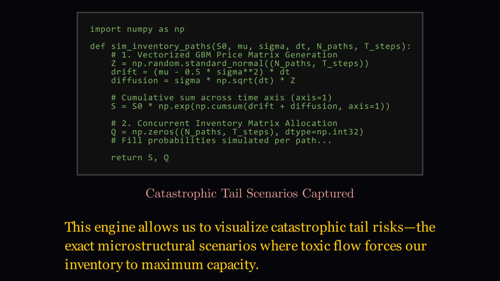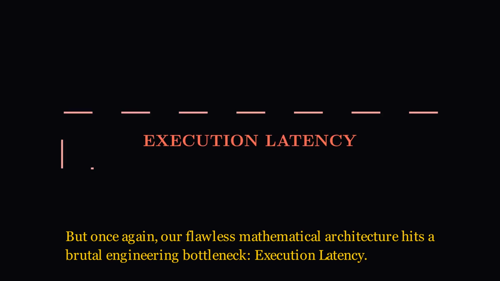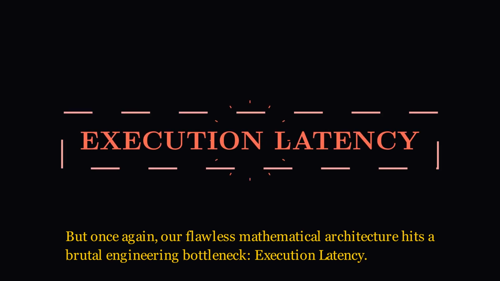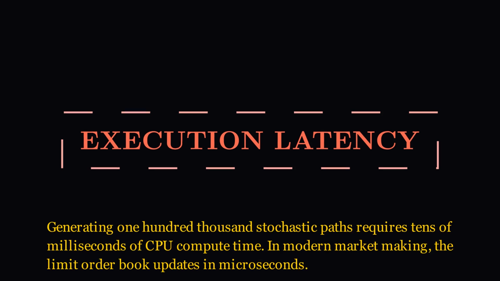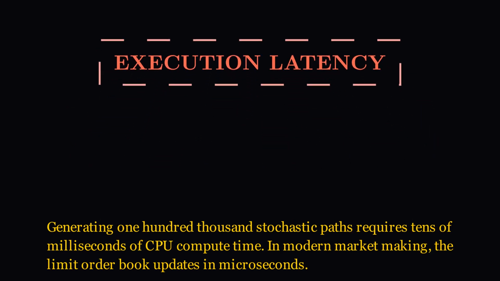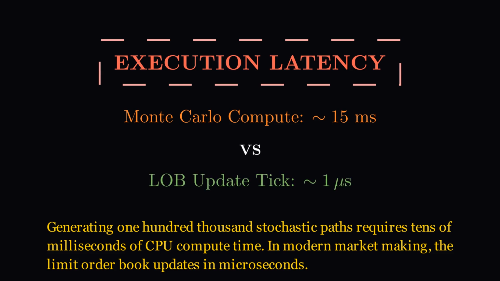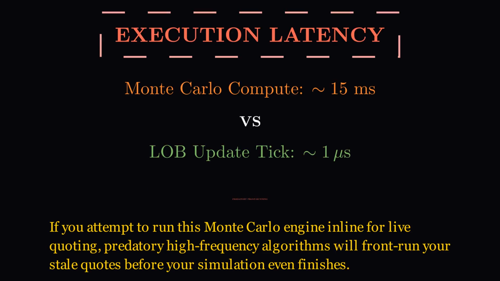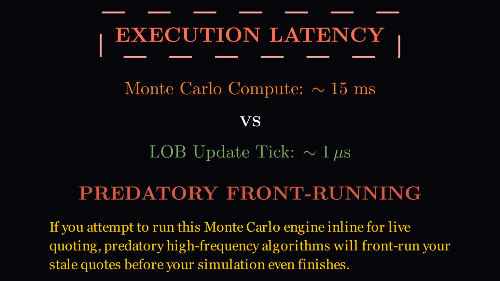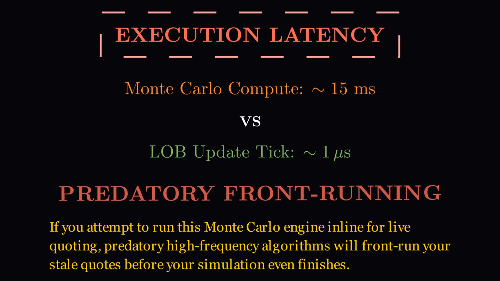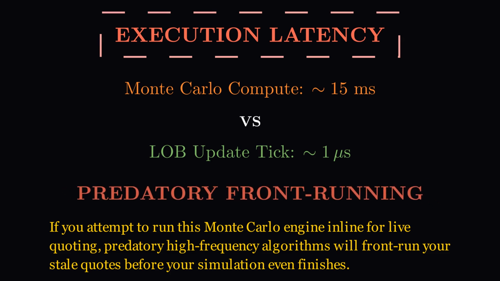maximum capacity. But once again, our flawless mathematical architecture hits a brutal engineering bottleneck, execution latency. Generating 100,000 stochastic paths requires tens of milliseconds of CPU compute time. In modern market making, the limit order book updates in microseconds. If you attempt to run this Monte Carlo engine inline for live quoting, predatory high-frequency algorithms will front-run your stale quotes before your simulation even finishes.